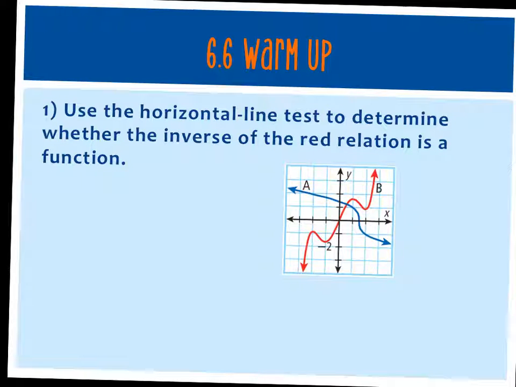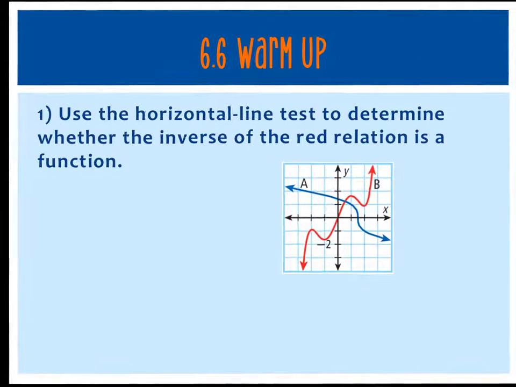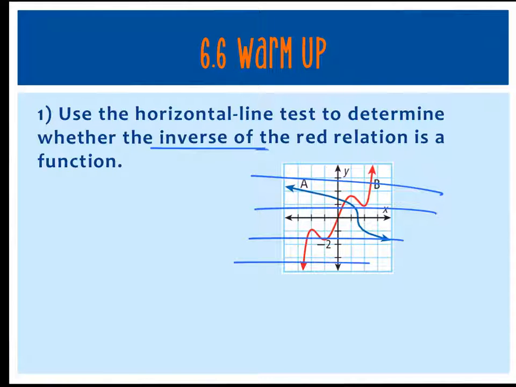All right, so yesterday we started 6.6 and we said that the test to determine if the inverse of a function is a function would be the horizontal line test. So this says use the horizontal line test to determine whether the inverse of the red relation is a function. If I draw horizontal lines running through the red graph, do any of those horizontal lines hit the graph at more than one point? Yes, which means that the inverse of the red relation is not a function.